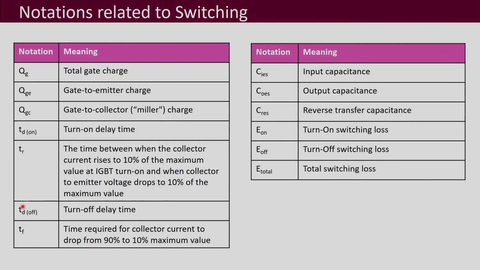Then TD off, turn off delay time, and fall time TF corresponding to the turn off, that is your collector current dropping from 90% to 10% of maximum value.